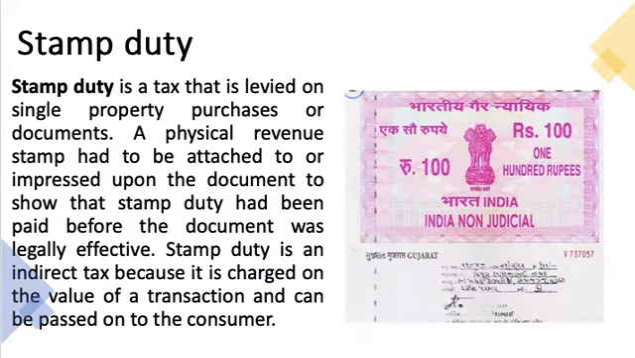Stamp duty. Stamp duty is a tax that is levied on single property purchase or documents. A physical revenue stamp has to be attached to or impressed upon the document to show that stamp duty had been paid before the document was legally effective. Stamp duty is an indirect tax because it is charged on the value of the transaction and can be passed on to the consumer.